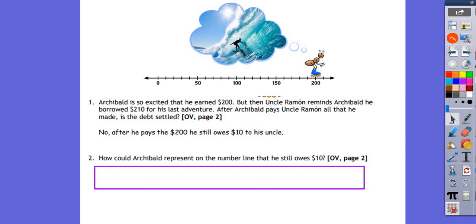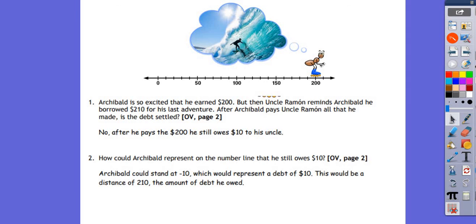Negative 10. So Archie, right here in this picture, he's standing on 200. Where did his uncle pull him back to? 0. But his debt's not paid. So if he did pay his uncle, he would be represented at what point? Negative 10. Negative 10 on the number line. And that would mean that he has a debt of $10.